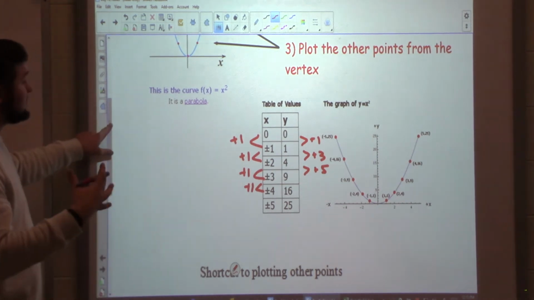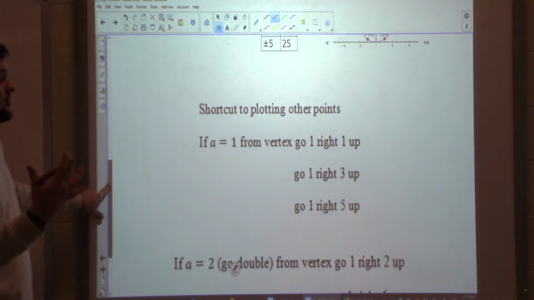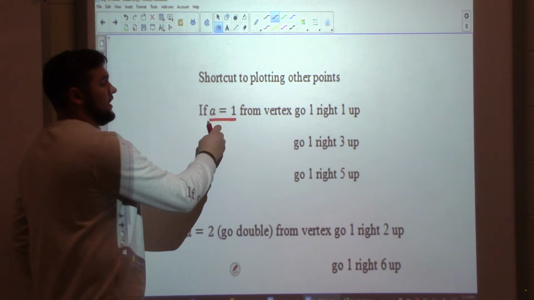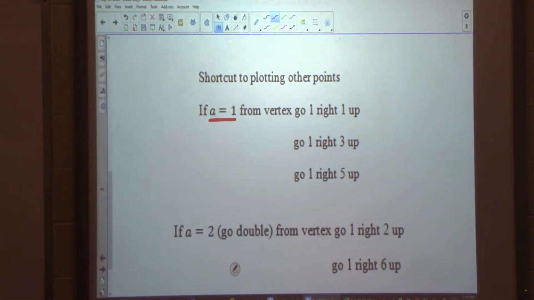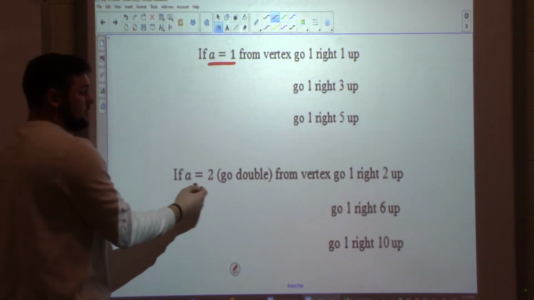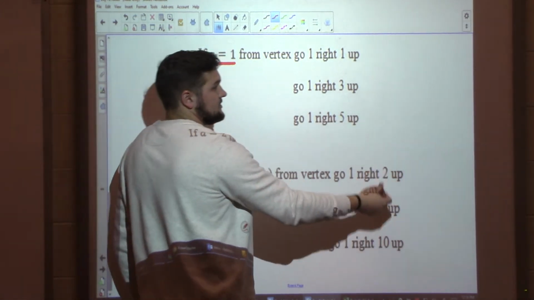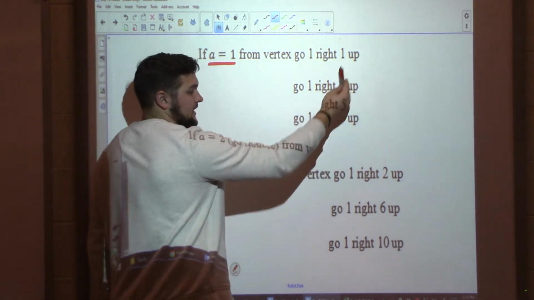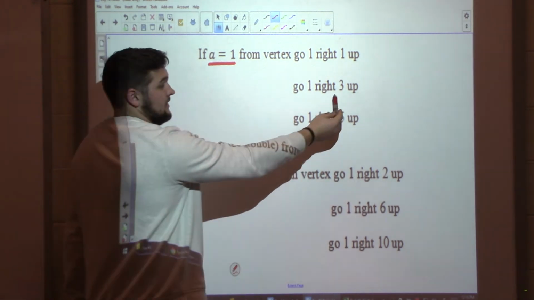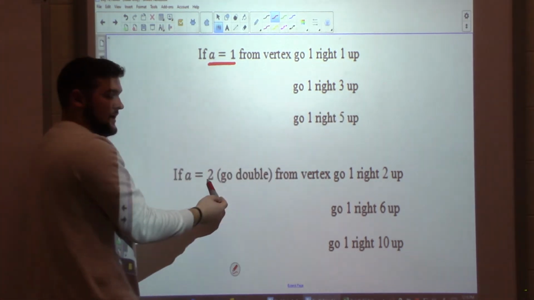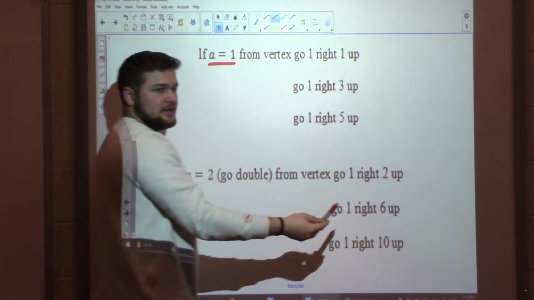I go up 1, up 3, up 5. Right? So our basic rule here, if you're using a shortcut, is if A equals 1, from your vertex you can go 1 to the right, 1 up. 1 to the right, 3 up. 1 to the right, 5 up. If A is 2, you just double how much you're going up. So instead of going up 1, I'm going 1 times 2, which is 2. If I'm going 3 up normally, I multiply it by whatever A is, I go up 6.